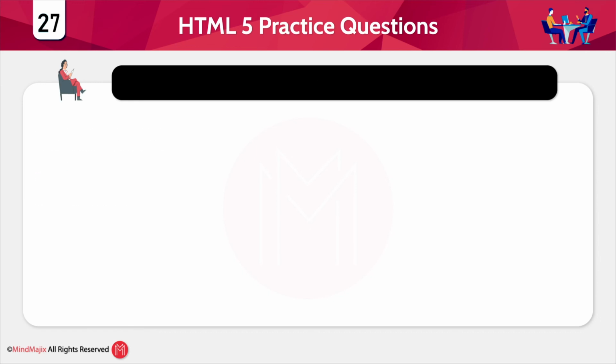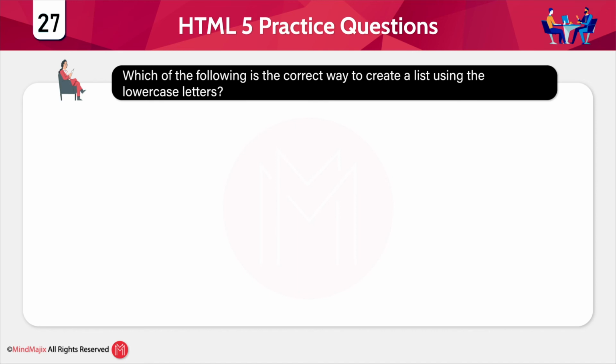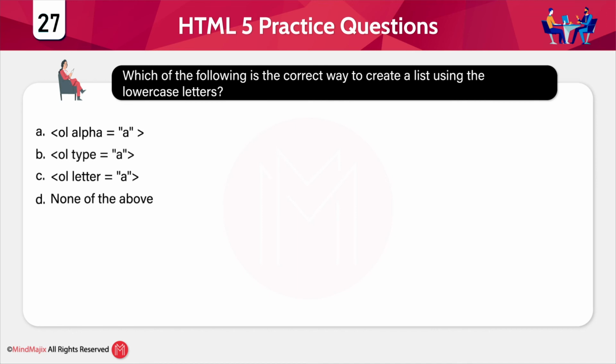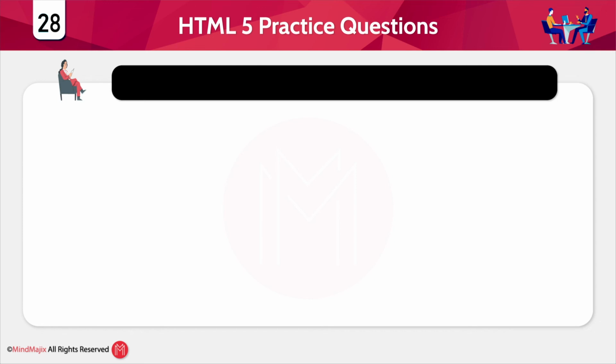And 27th: which of the following is the correct way to create a list using lowercase letters? What's the right answer for this? OL, ordered list, right? Ordered list, type equal to a. This is it, guys: OL type equal to a, lowercase letters. What's the correct answer for the 27th question? Option B. Not letter, not alpha. Type equal to a. The correct option is B.